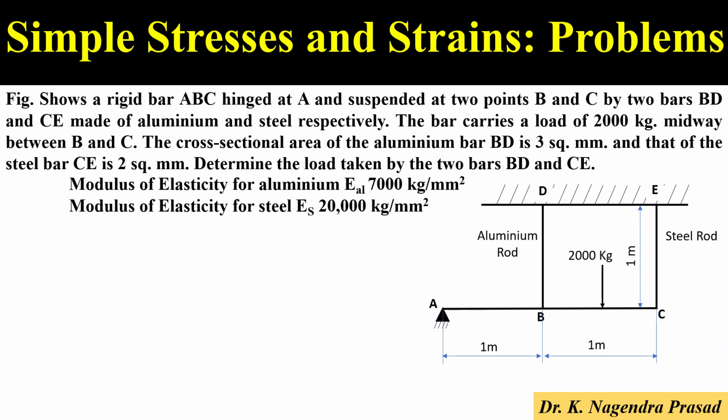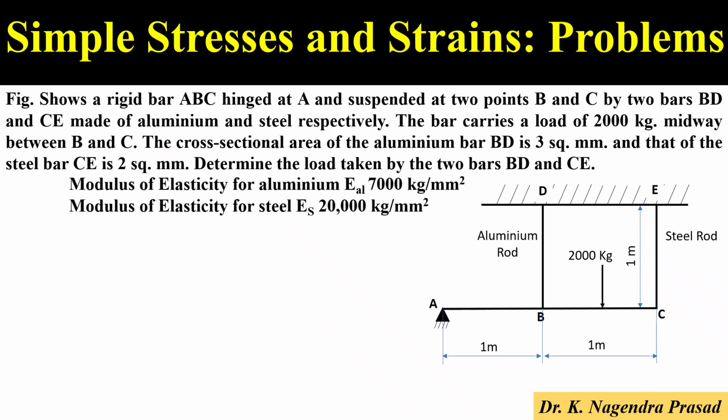Modulus of elasticity for aluminium, E suffix AL, is 7000 kg per mm square. Modulus of elasticity for steel, that is E suffix S, is 20,000 kg per mm square.